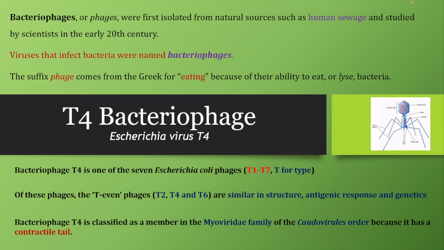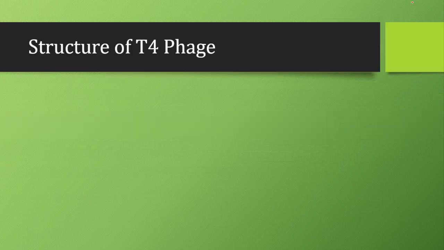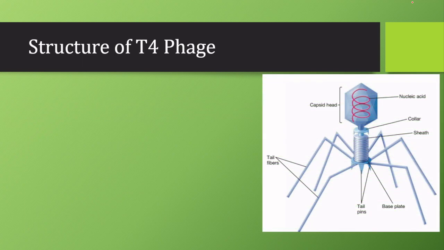Bacteriophage T4 is classified as a member of the Myoviridae family of the Caudovirales order because it has a contractile tail. This we will discuss in detail in the next slide. So, basic structural properties of T4 bacteriophage. This is the simplest diagram of T4 bacteriophage, and here we will discuss its structural properties one by one.